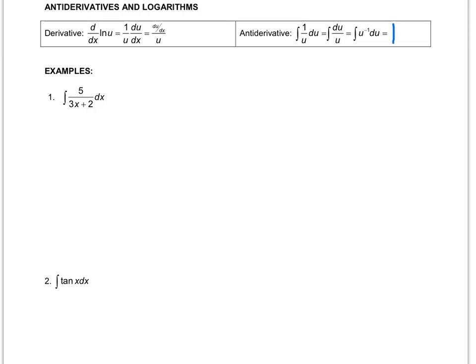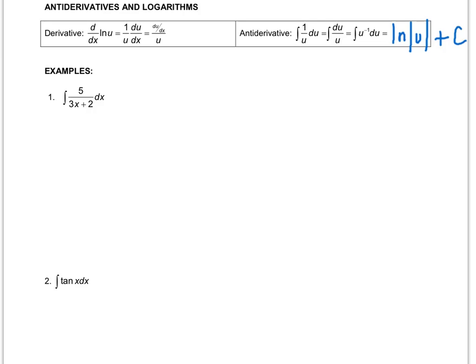So this is going to be the natural log of the absolute value of u. That's a little bit different than when we would take derivatives, because when we would start off with a natural log, we would assume that the argument is positive. Here, if you start off with an antiderivative, you have to force the argument to be positive because you can't take the natural log of a number that is 0 or less. So by forcing it to be positive, we put the absolute values around it.